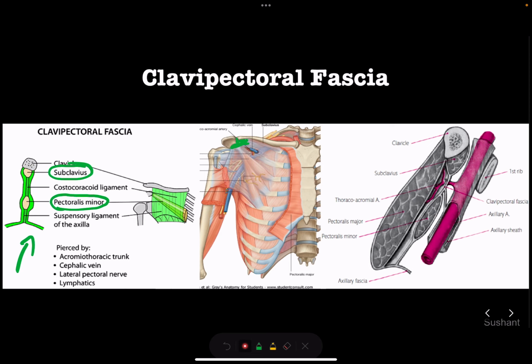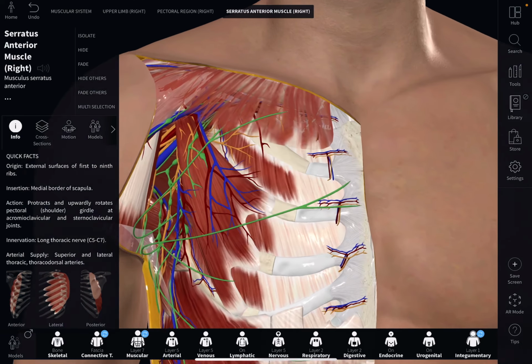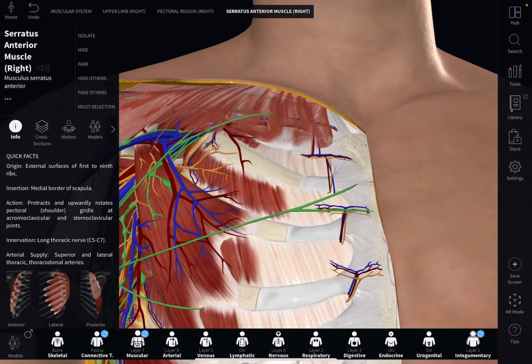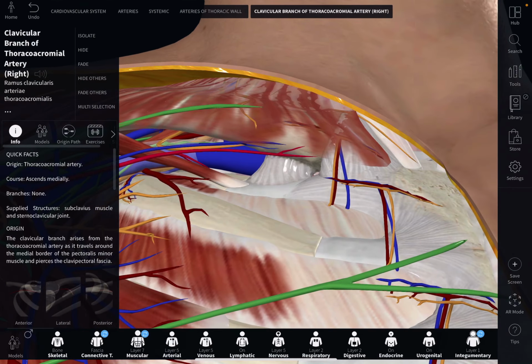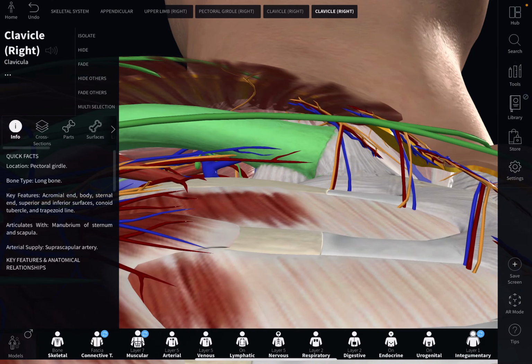So the anterior and the posterior layers of the clavipectoral fascia will be attached to the anterior and the posterior lips of the subclavian groove. I believe you remember the subclavian groove. So where is the subclavian groove? Let me show you. So the clavicle bone, here is the clavicle.